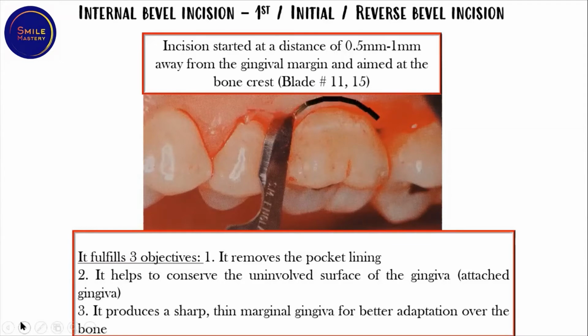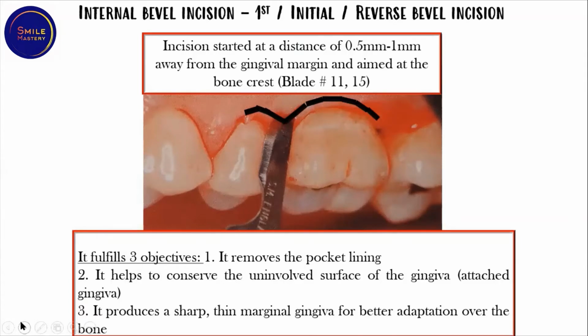You can see here that is how your blade should move in a mesiodistal direction, and each time your blade is moving in a mesiodistal direction, make sure it is hitting the bone. When you are giving the incision, you will feel that through the gingiva your blade is going and hitting the bone. So you keep moving like that in the mesiodistal direction, and then you will achieve what is called an internal bevel incision, which helps to remove this 0.5 mm or 1 mm of inflamed pocket lining.